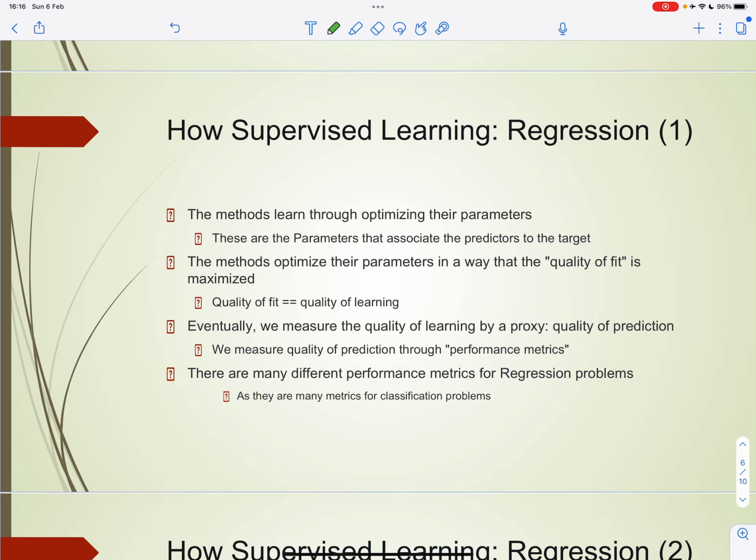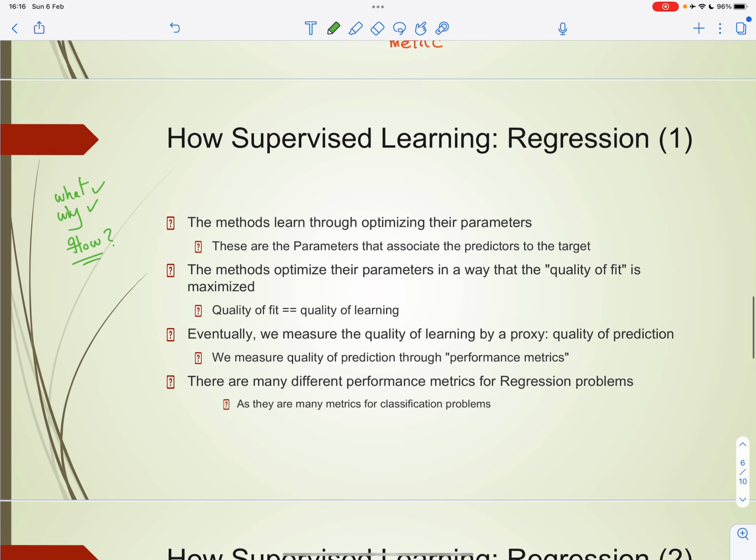Okay, so far so good. Let's talk about the how part. We talked about the what, or definitions. We talked about the rationale, the why, the motivation, and now it's time to talk about the how. So the methods learn through optimizing their parameters.